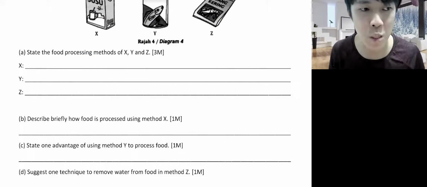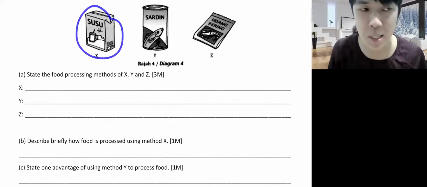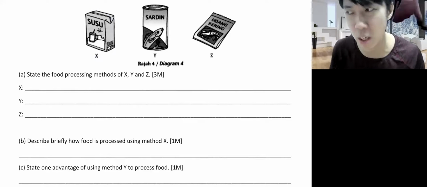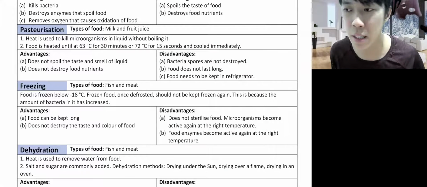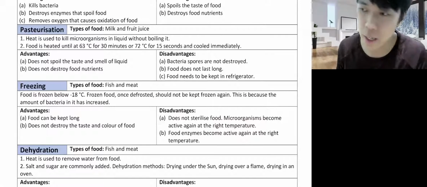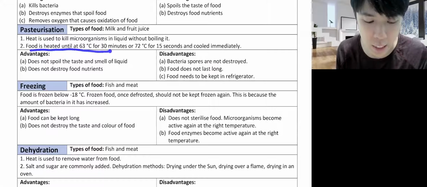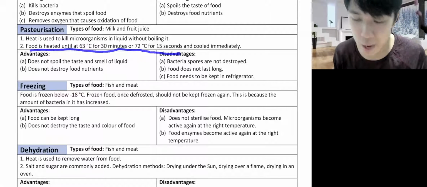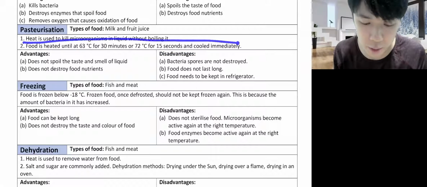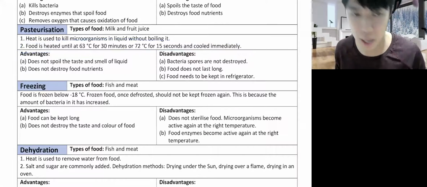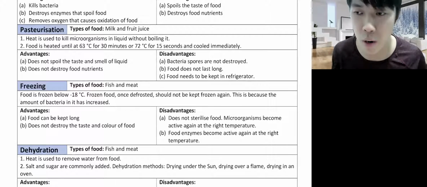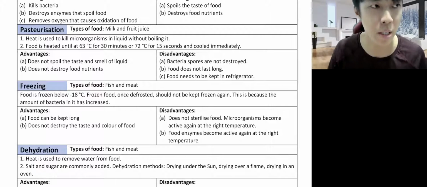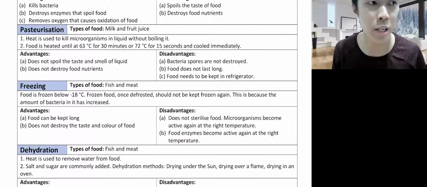Describe briefly how food is processed using X. How food is processed using pasteurization. No joke, I tell you, you all really have to remember what happens inside. Pasteurization: food is heated to 63 to 72 degrees and then cooled immediately. Number 2, everybody. Remember it now: 63 and 72. That's how you do pasteurization.